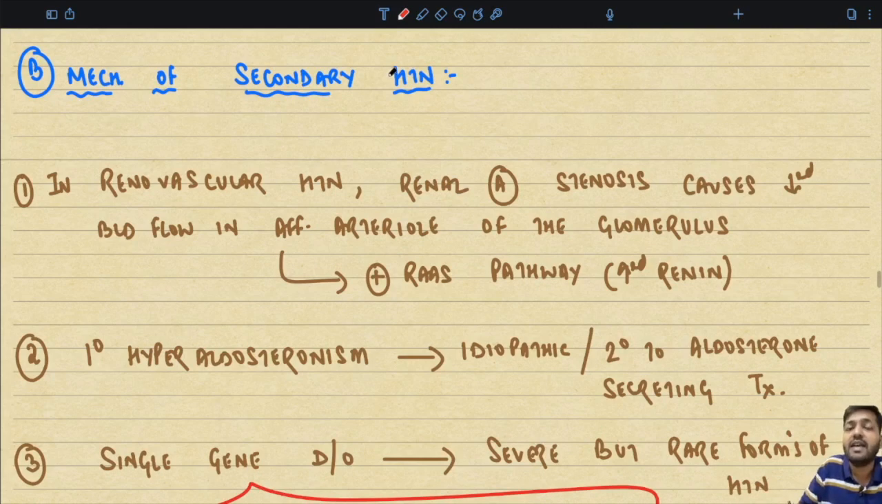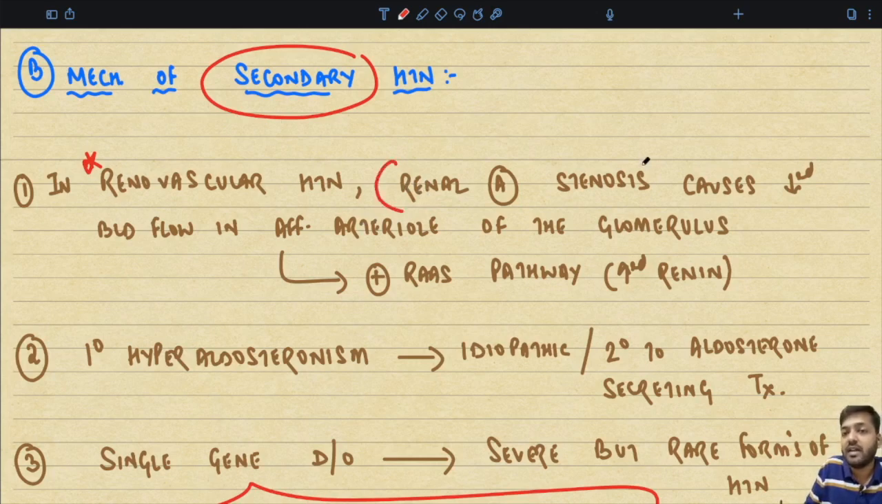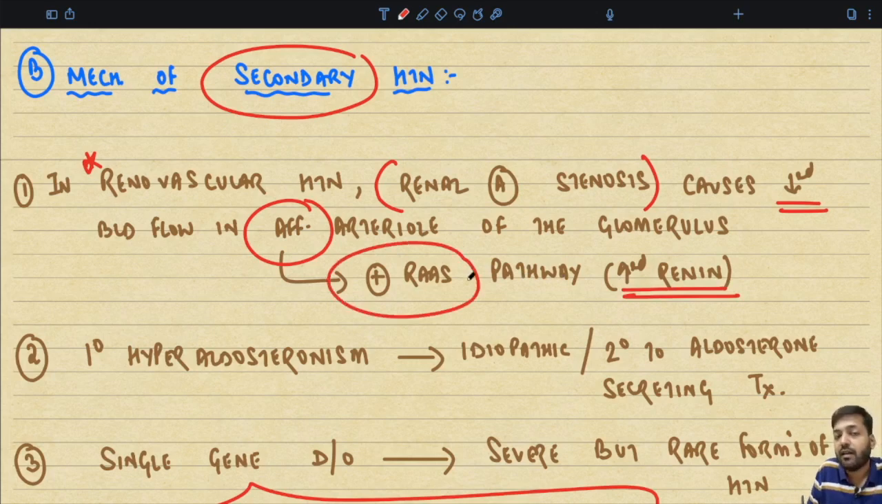Now we are going to understand the mechanism of secondary hypertension. For example, the first kind of secondary hypertension is renovascular hypertension. So basically, in the renovascular variety, there is a renal artery stenosis, or a blockage in the renal artery, which is causing a decrease in the blood flow in the afferent arteriole. And as we have already seen, whenever the blood flow in the afferent arteriole decreases, that is going to stimulate the juxtaglomerular cells, releasing an increased amount of renin, and therefore activating the RAS pathway, and that is going to lead to an increased amount of sodium retention and ultimately raised blood pressure. So renal artery stenosis is one of the identifiable secondary causes of hypertension.